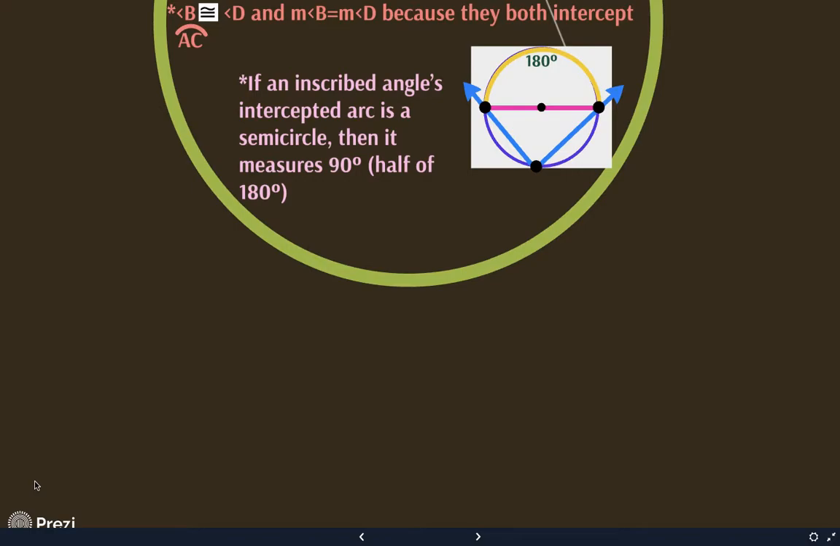So if an inscribed angle's intercepted arc is a semicircle, then it measures 90 degrees, because 90 degrees is half of 180, and inscribed angles are half the measure of their intercepted arc. So the intercepted arc is a semicircle, 180 degrees, and half of 180 is in fact 90 degrees.